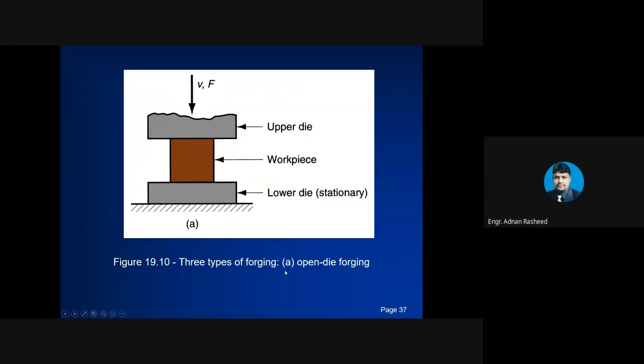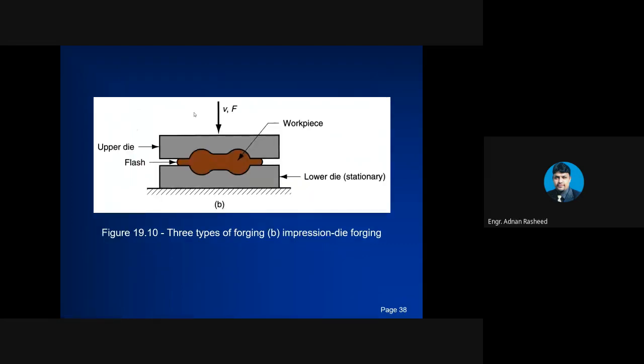You can see this is an example of open die forging. These are the two dies. There is no constraint on this. By pressing, the metal will flow laterally with no constraint. The lower die is stationary while the upper die is moving, and you have to apply pressure or force on the upper die. This is an example of impression die forging.